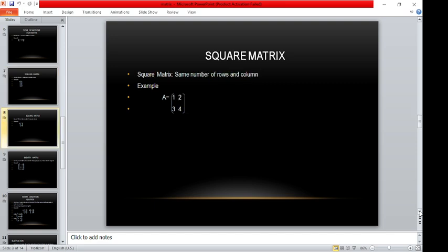We have the square matrix. A square matrix is given by the same number of rows and columns. For example, matrix A has elements 1, 2, 3, and 4. So it has 2 rows and 2 columns. So this is a square matrix because it's 2 by 2. When you have 3 by 3, 4 by 4, that is also a square matrix.